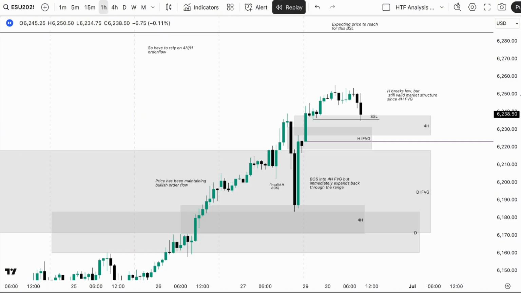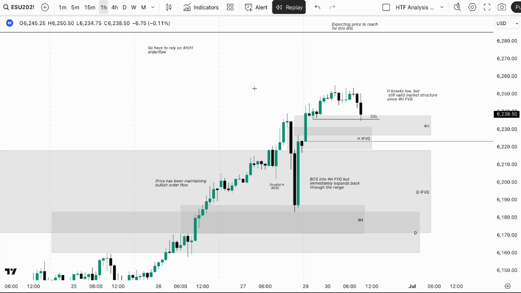Dropping it down now to the hour. This is basically a closer look of the 4-hour, just to ensure that we are still having bullish order flow. We do see that we are maintaining this bullish order flow as we run higher. We see that we do have this breakish structure right here, but all that did was just push us lower into that 4-hour fair value gap, which then immediately expands back up through the range. So this is going to be what I consider an invalid breakish structure.